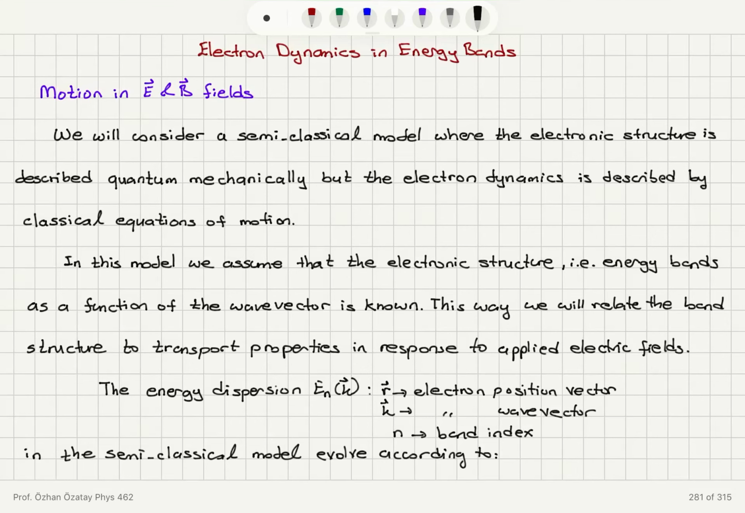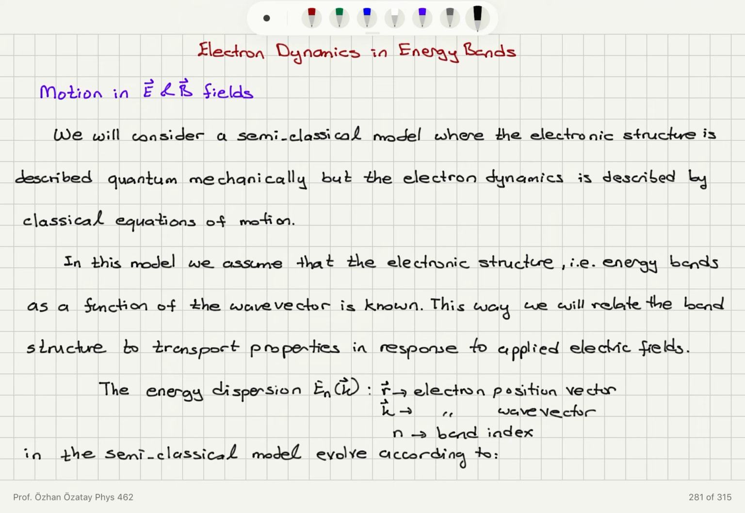Now we will talk about a very important consequence of having energy bands, that is how the electron dynamics gets affected in the presence of electric and magnetic fields, and we will also introduce the concept of effective mass. So we will consider a semi-classical model here. So we will assume that the electronic structure is described quantum mechanically, but the electron dynamics is governed by classical equations of motion, so Newtonian mechanics.